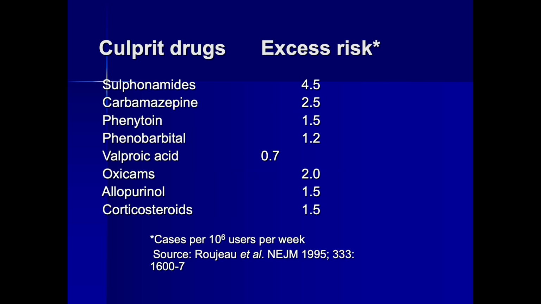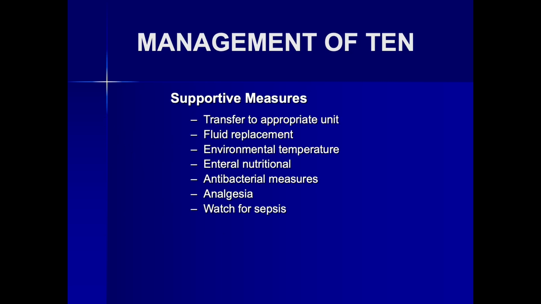Here's a list of the culprit drugs. The most frequently the cause of TEN: sulfonamides, Tegretol, phenytoin, allopurinol, oxicams. These can all significantly increase your risk of TEN and are the more common triggers. TEN needs managing in an appropriate unit, and very often this is a burns unit.